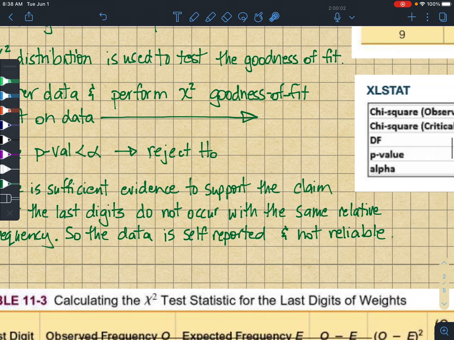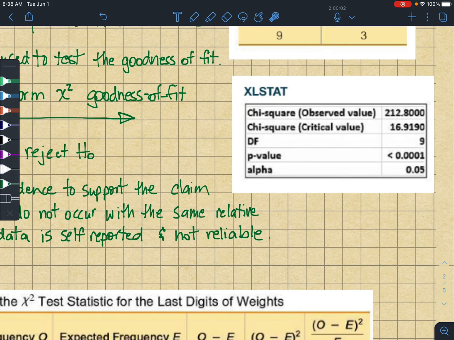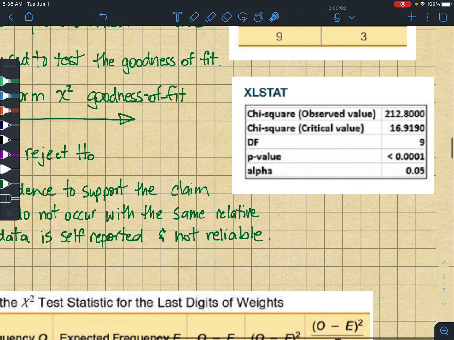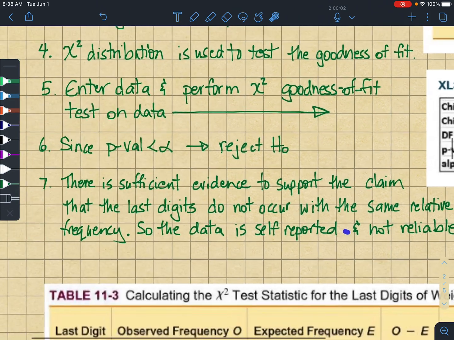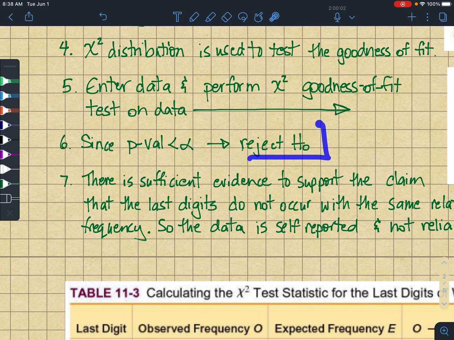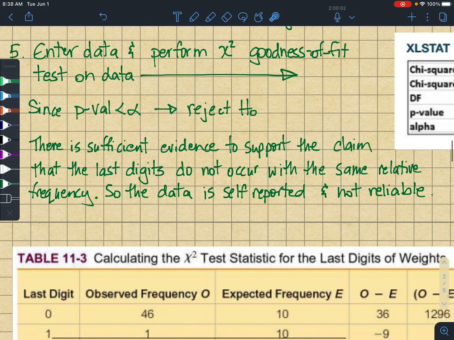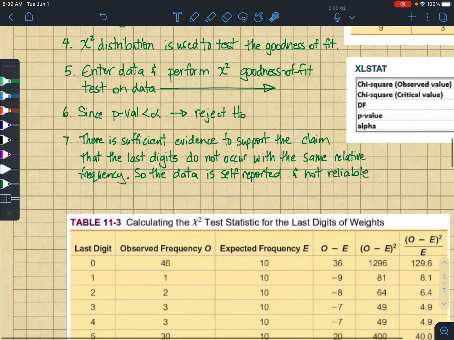In this case, notice the p-value is less than alpha. So if we come over here and we look at the p-value, less than alpha, and so we reject our claim that they are all equal. So there is sufficient evidence to support the claim that the last digits do not occur with the same relative frequency. So the data is self-reported and not reliable. All right?